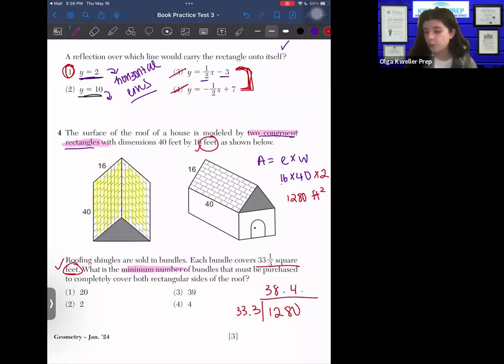And we have to round up. Does that make sense? Because they want the minimum number of bundles that we can buy. We can't buy 0.4 of a bundle. And if we just buy 38, it's not enough. So we must round up to 39. And that's the correct answer here, choice 3.